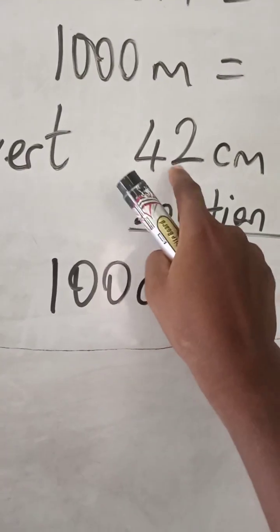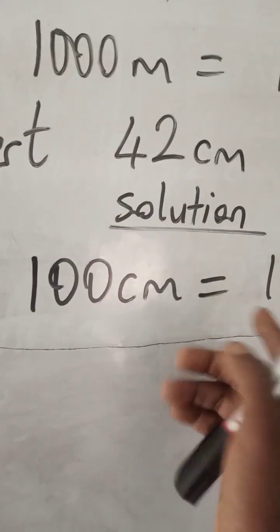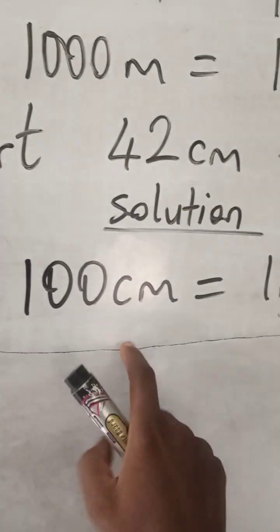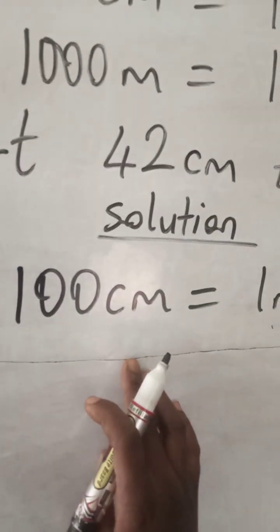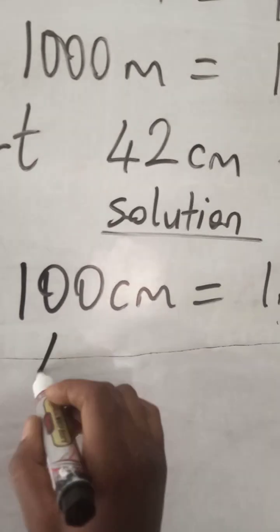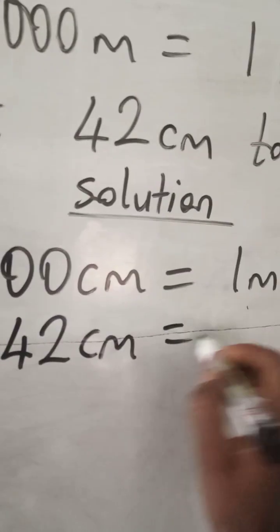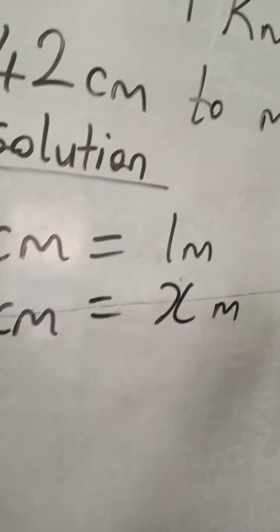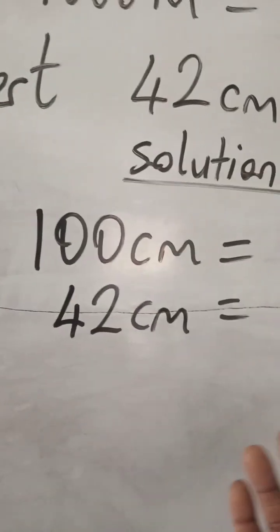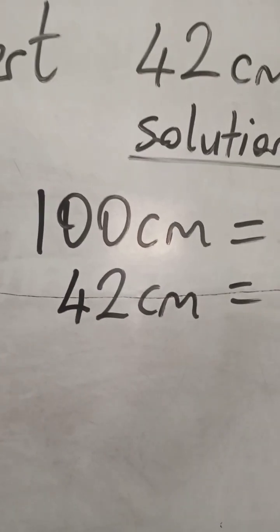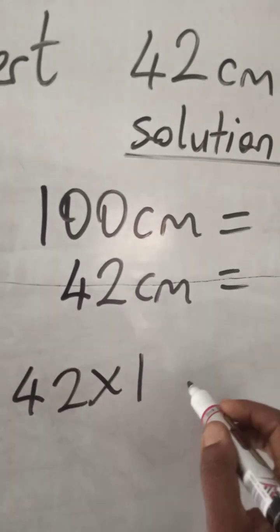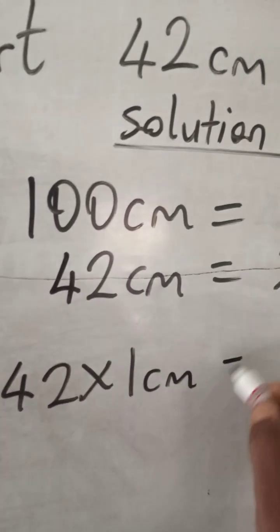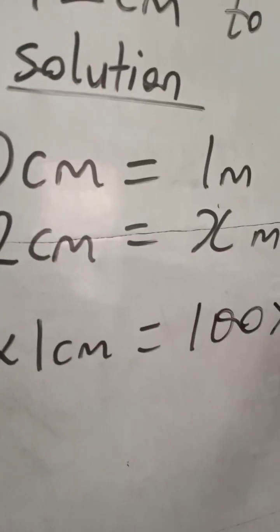Okay, so I'll be putting this under its, I usually call it brother or its sister. Give it to its sister. In other words, put the number that has the same unit together. All right, so I have 42 centimeters giving us x meters because you don't know. So the next thing I'll do is simply cross multiply. All right, I'll have 42 times 1 centimeter, giving me 100 times x.